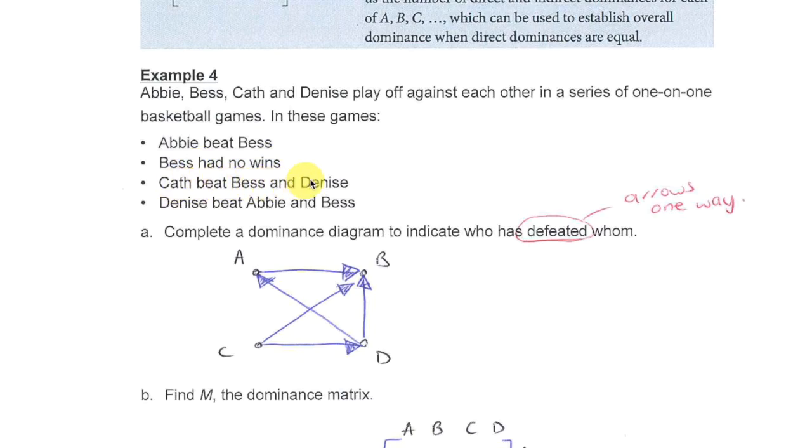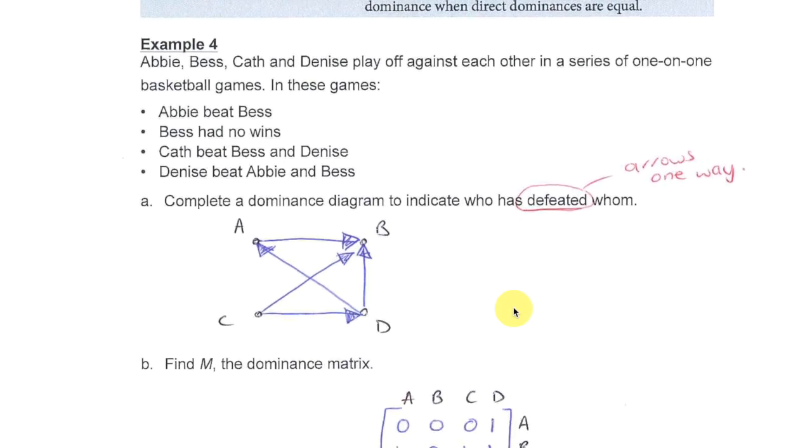Kath beats Bess and Denise, so from C, we go direct dominance over B, and then a direct dominance over D. And Denise beat Abby and Bess, so from D we beat B, and we also beat Abby, A. Now you'll notice here that they are all one-way arrows. There are no two-way arrows. Okay, because with dominance, you either win or lose. There's no draws. So it would make sense that if Denise is more dominant than A, in return, A can't be more dominant than D. So that's illogical. So one's better than the other. If they play off, you've got a winner or a loser.